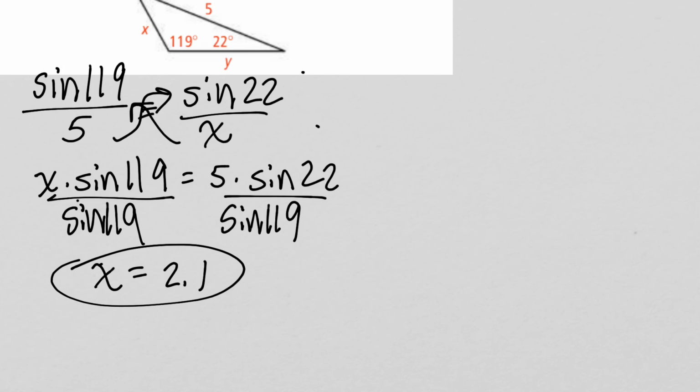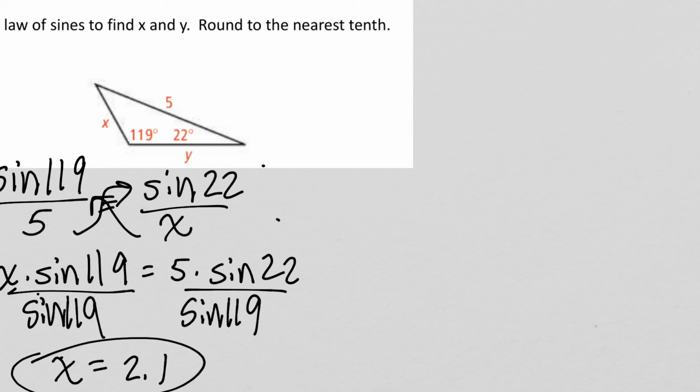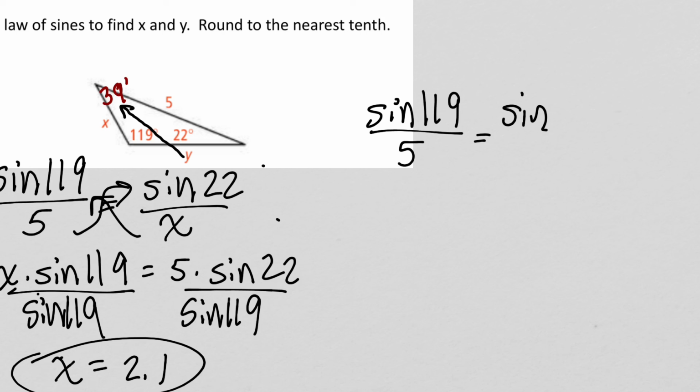All right, let's talk about the next one to find y. So again, I'm still going to use that same ratio that I did before. I'm going to use the 5, which is opposite of the 119. So I'm going to do sine 119 over 5. All right, now, what is opposite of y? Is this angle here. Well, how do I get that third angle? So remember, we know a triangle adds up to 180. So if I add up 119 and 22 and subtract it from 180, I get this angle to be 39 degrees. So that's the angle I'm going to be using for my second proportion, sine 39 degrees over y.